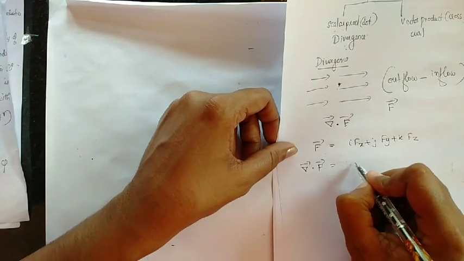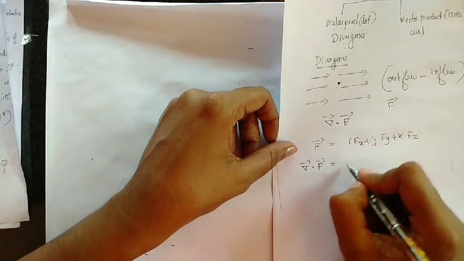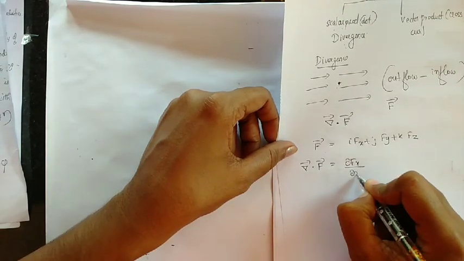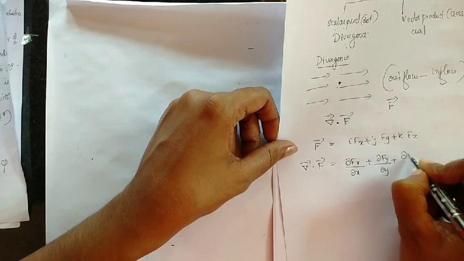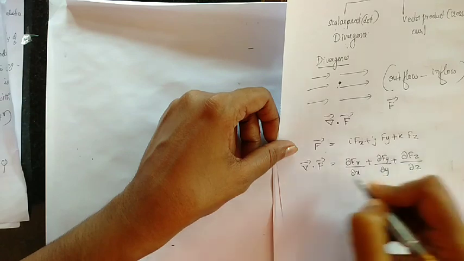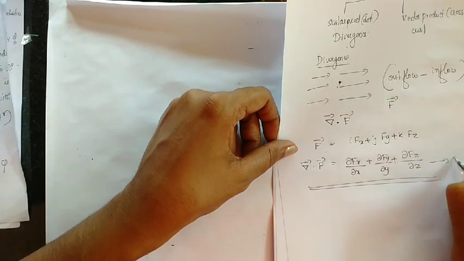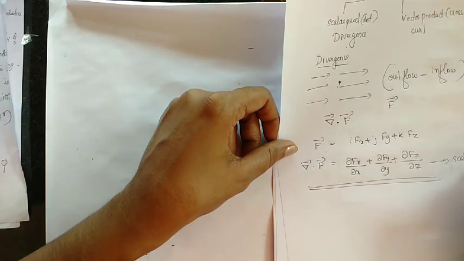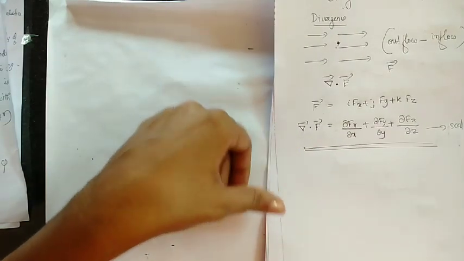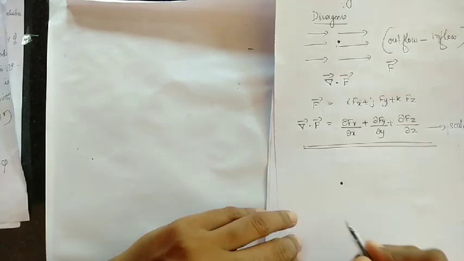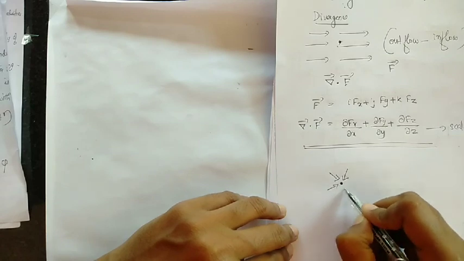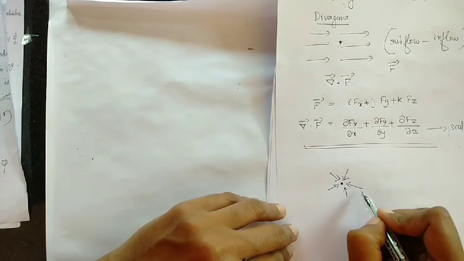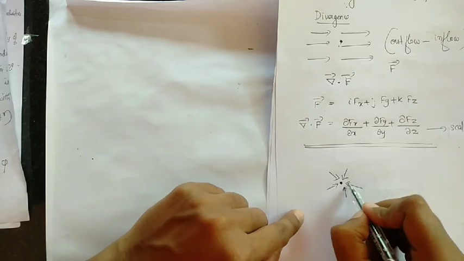Then the answer will be dou fx by dou x plus dou fy by dou y plus dou fz by dou z. It will be a scalar quantity. So it will give you the net outflow from a particular point. For example, consider a figure here. Here is a point. Some vector field is there, and its flow is given by this direction, and the magnitude is also given by the length of the vector.